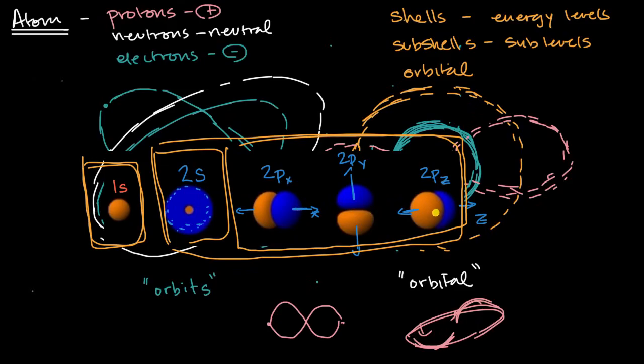So I'll leave you there. In the next video, we'll look at various atoms and think about their electron configurations. Where do their electrons sit in which of these shells, subshells, and orbitals?